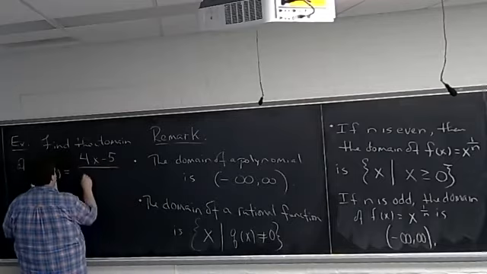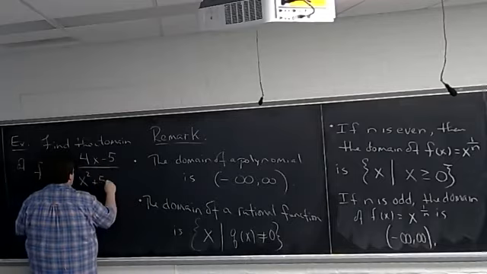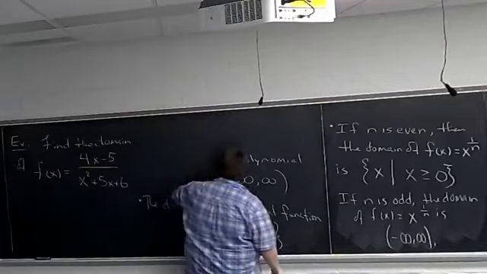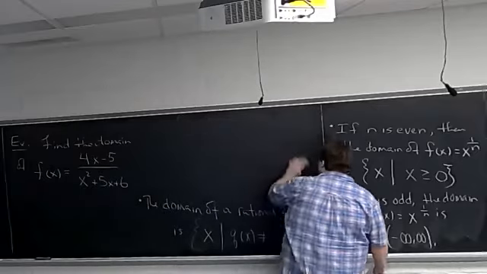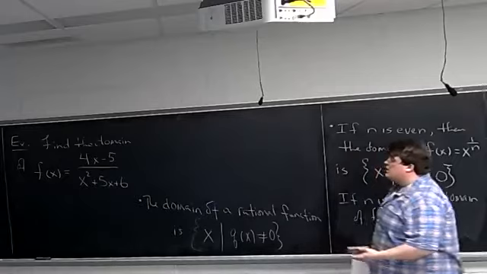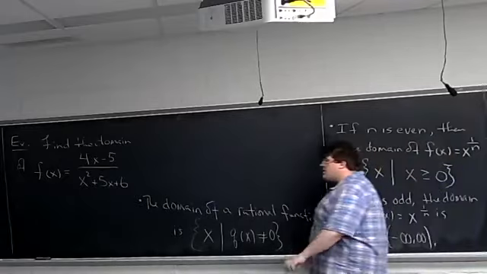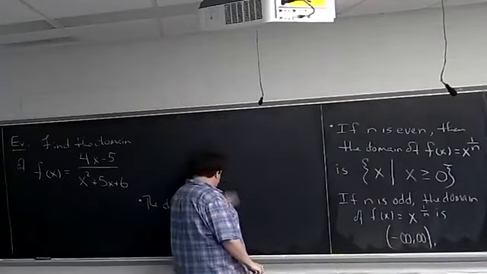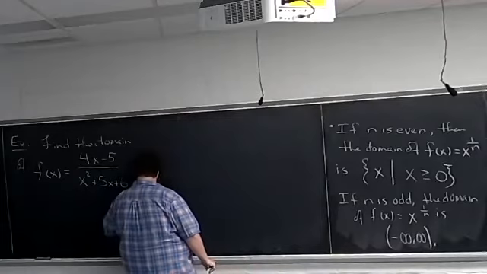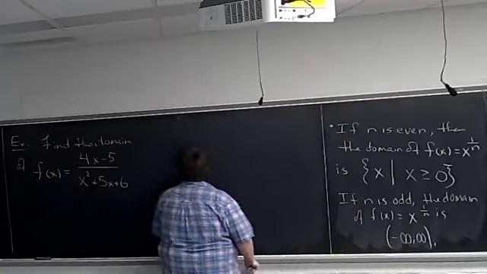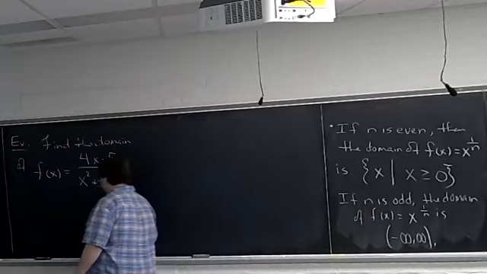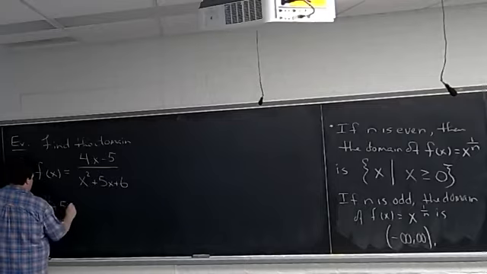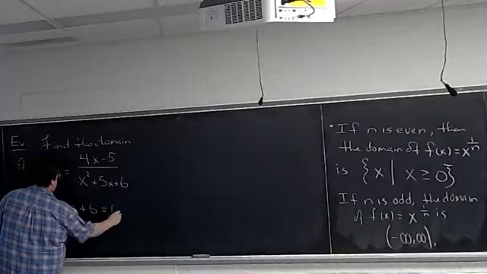4x minus 5 over x squared plus 5x plus 6. Find this domain. Well, first we observe this is of the form polynomial over polynomial. So its domain will be everything except where the bottom equals 0. So let's find where the bottom equals 0. Do that here. X squared plus 5x plus 6 equals 0.